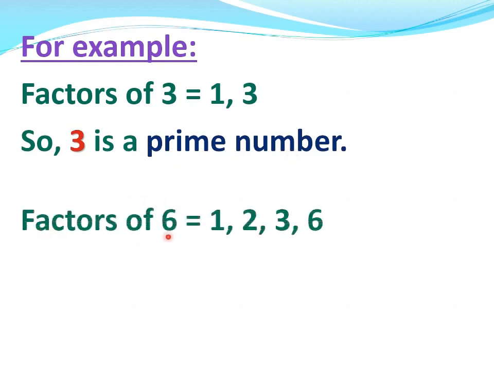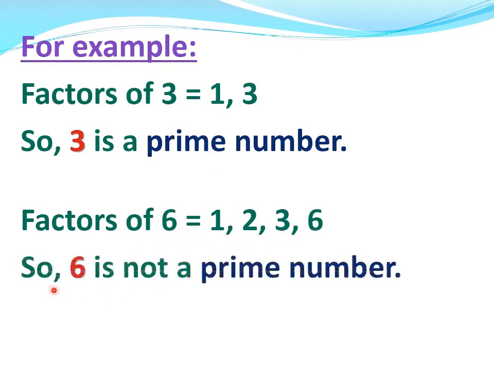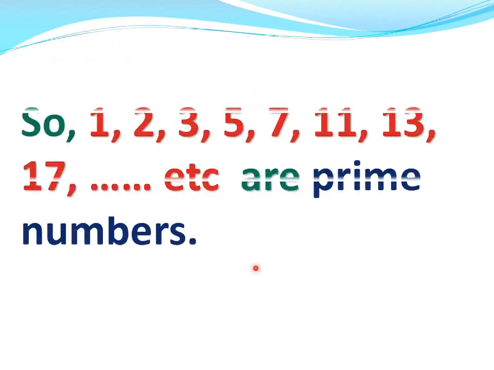Now, write factors of 6: 1, 2, 3 and 6. So, 6 is not a prime number because prime numbers are the numbers which have only two factors, 1 and the number itself. But in these factors of 6, there are 4 factors, 1, 2, 3 and 6. So, 6 is not a prime number. So, 2, 3, 5, 7, 11, 13, 17, and so on are prime numbers.